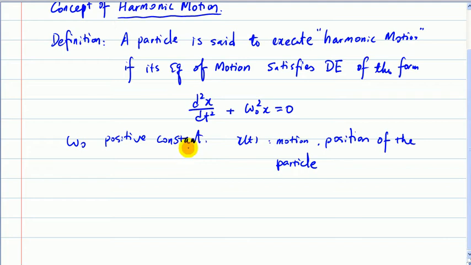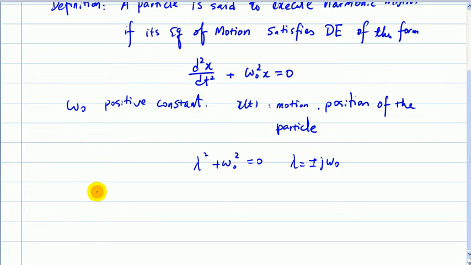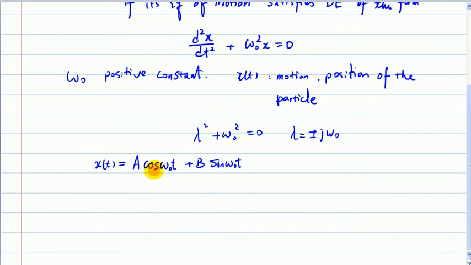Now we have done many exercises on this because it's a second order homogeneous ODE. So the characteristic equation is lambda squared plus omega 0 to the power 2, so you have two complex roots. So the solution for the motion of the particle is in terms of this equation here: A cosine omega t plus B sine omega t.